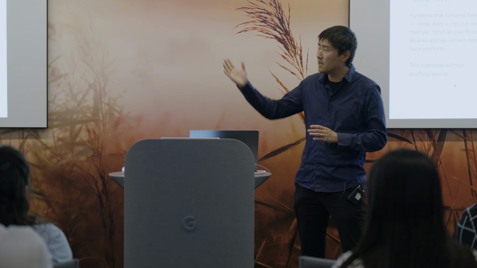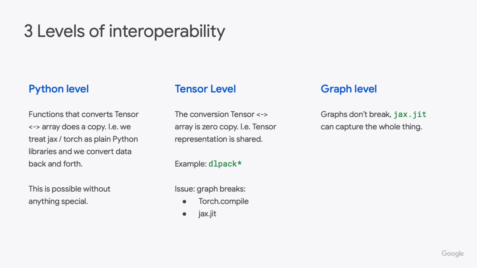So when we talk about interoperability, there are actually 3 levels of interop that we can talk about. So the first one is the Python level. Because both PyTorch and JAX happen to be libraries in Python, it's actually very natural for engineers to import a lot of libraries and then use them together, right? That's a natural thing to do in any language.